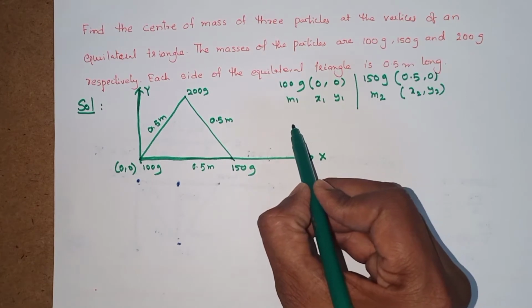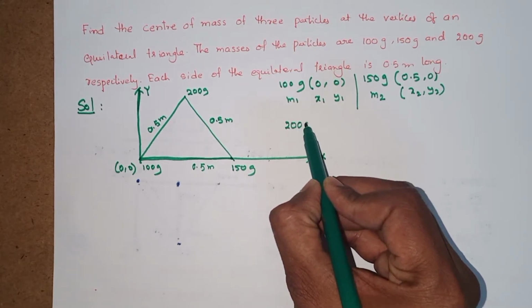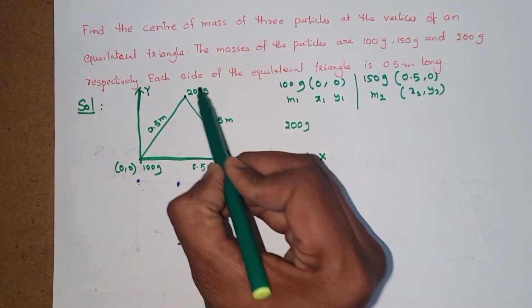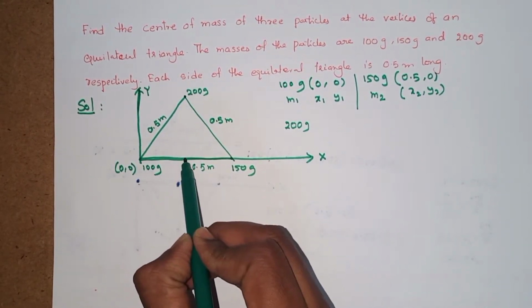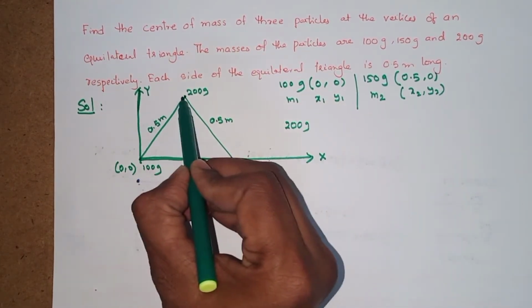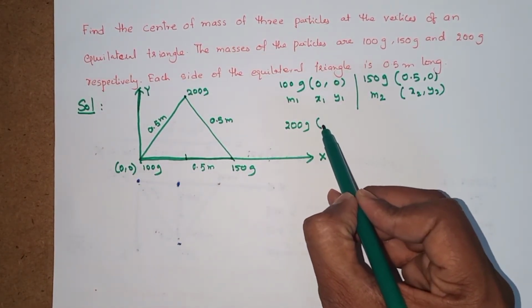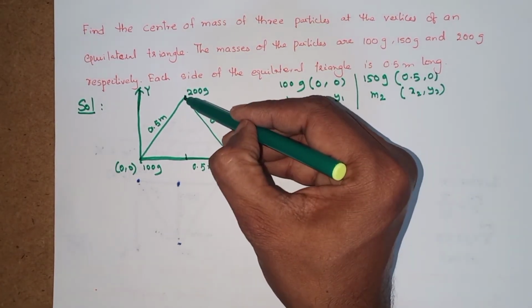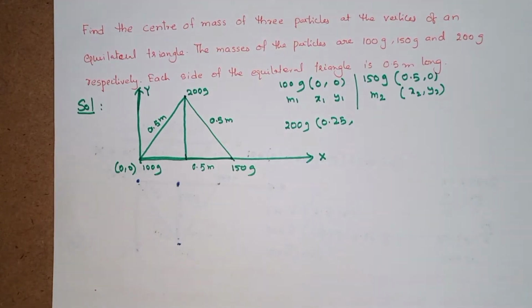Third one, 200 grams. What is its location? This is exactly at the center of that side, so we can simply write the x coordinate as 0.25. What is the height, the y coordinate?